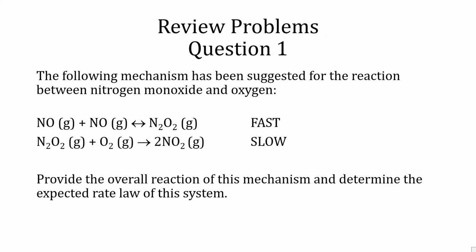Here are a couple of review problems for you to work on. Question 1. The following mechanism has been suggested for the reaction between nitrogen monoxide and oxygen. In the first step, which is fast, two gaseous nitrogen monoxide molecules form gaseous dinitrogen dioxide. In the second step, which is slow, gaseous dinitrogen dioxide reacts with gaseous molecular oxygen to form two gaseous nitrogen dioxide molecules. Provide the overall reaction of this mechanism and determine the expected rate law of this system.